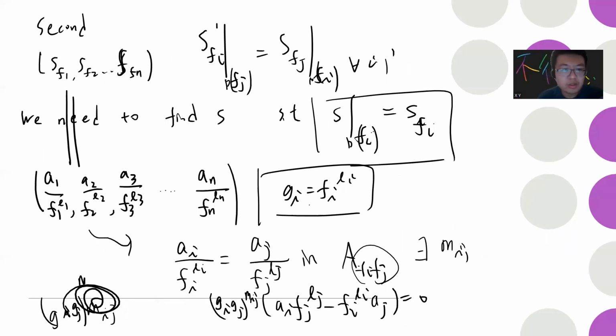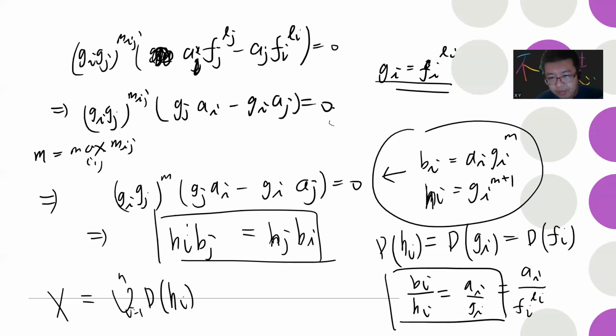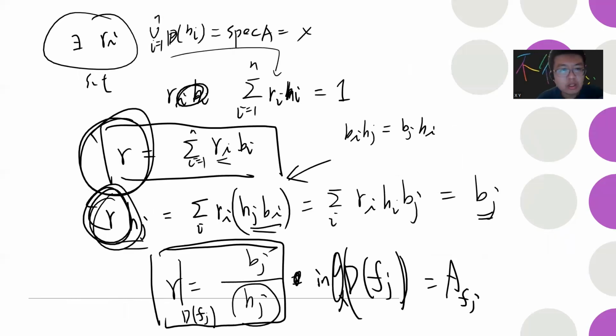This r is just the global section that, restricted to each open set, will give you the results. So finally, r is what we need.